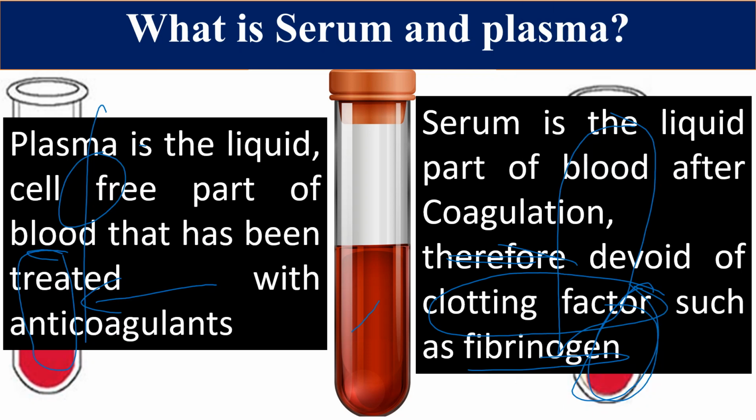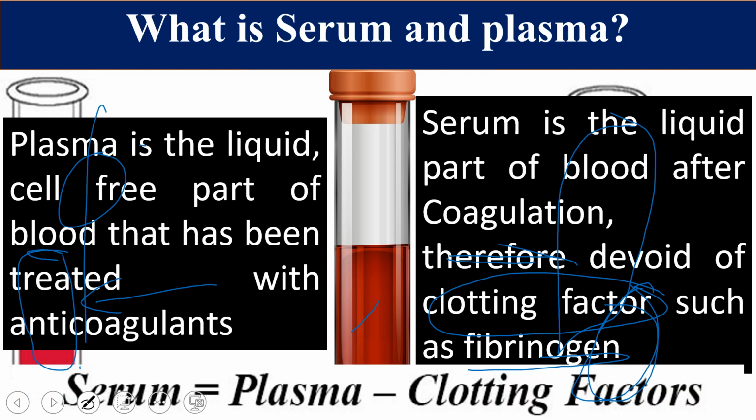And similarly, plasma is the liquid cell-free part because it does not have any kind of cells. Maximum RBC will be in the lower portion, and the buffy coat will have WBC and platelets. So plasma is the liquid cell-free portion of the blood that has been treated with anticoagulant. In the case of serum, we are not going to use any kind of anticoagulants. So serum, we can call it plasma minus the clotting factors. If we remove the fibrinogen and all the clotting factors from the plasma, it is called serum.